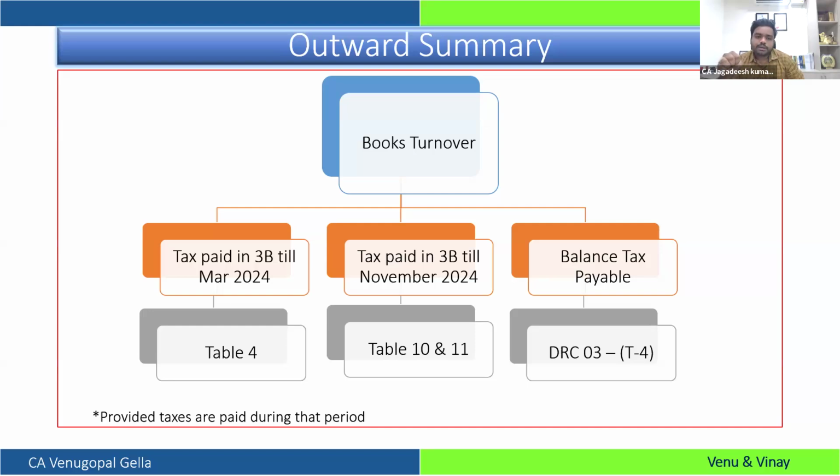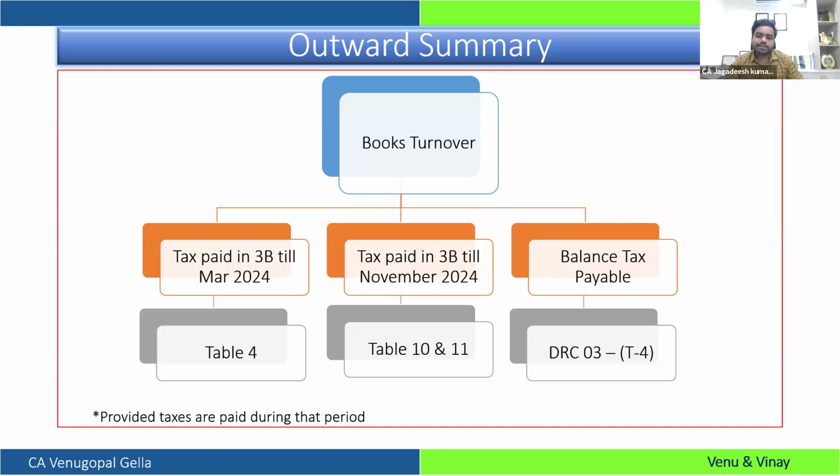So from the auto populated figure, you have to remove the liability pertaining to the previous year. Let's say you have a discharged liability of 120 rupees. Out of that 120 rupees, 20 rupees pertains to the previous year, that is the 22-23 period. So you have to remove that 20 rupees, and only the liability pertaining to the current period, that is 23-24, you have to retain in table 4. So from the auto populated figure, you have to pull out that previous period liability. So that's all about table 4.